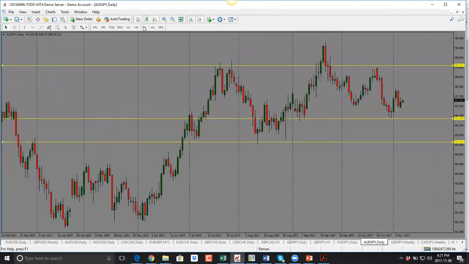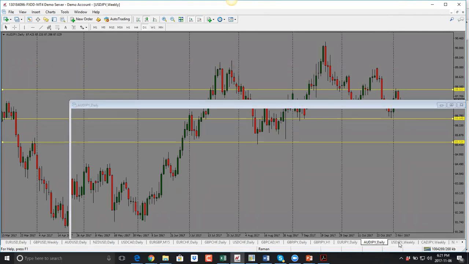Aussie yen. Aussie yen looks bullish at the moment. Looks like we are pulling back here. It's making a higher low. So in this case, I'm looking for price to go and retest the highs again. 88.00 will be the target to the upside.